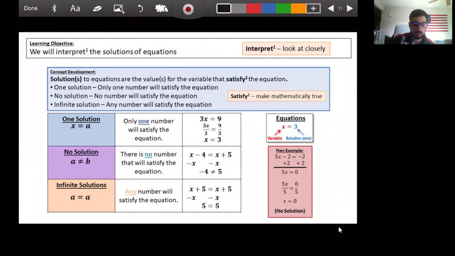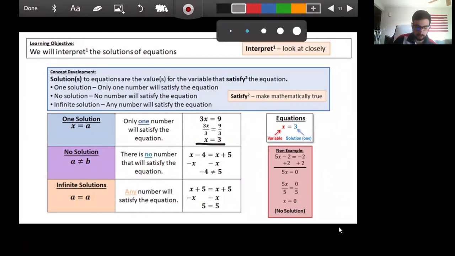That's when we have something like this where x is equal to 3. Only one number, only 3, will make that equation true. If I plug 3 back into that equation where x is, 3 times 3 would equal 9, and that would be true. So that's one solution, when only one thing will make this true.